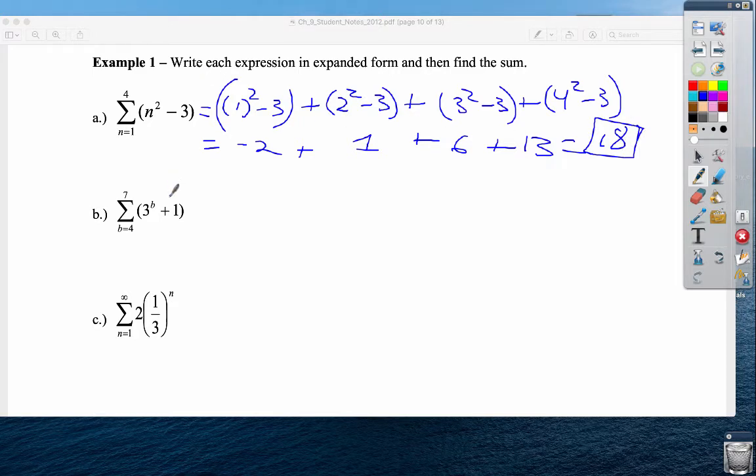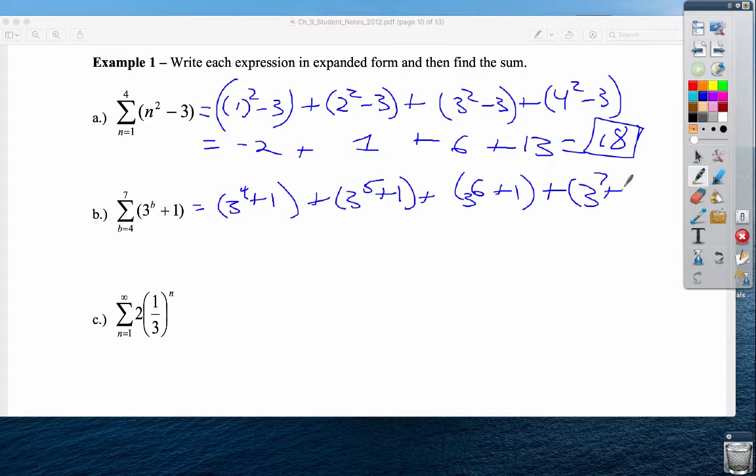Same idea here, except now let's plug in 3 to the 4th plus 1. So it's starting me with a n of 4. That means put the 4 in there. And then I put a 5 in there. And then I put a 6 in there. Whoops, 3 to the 6 plus 1. And then I put a 7 in there, and they're telling me to stop. And I could go through the whole process of figuring these things out if I so wanted to. And I can get, I think it's 3244.